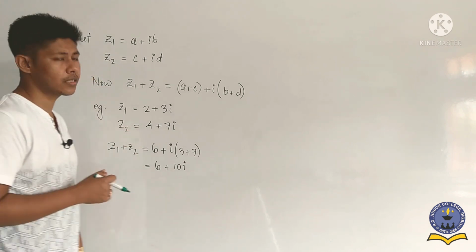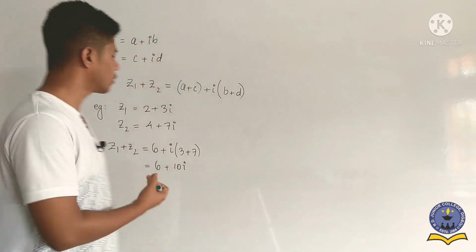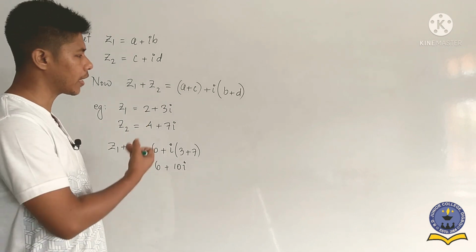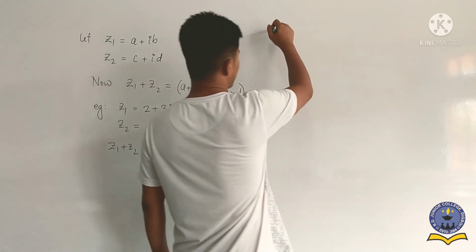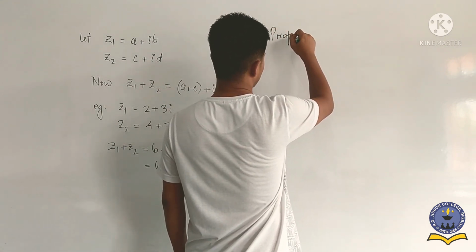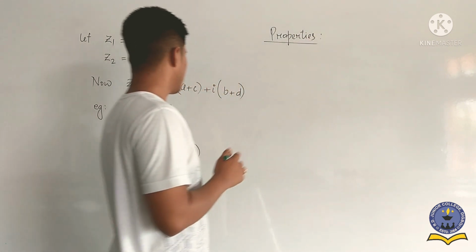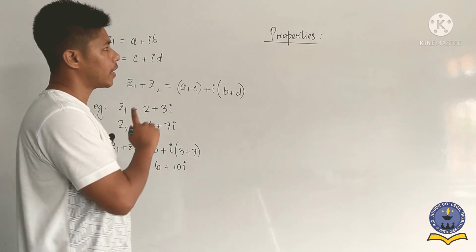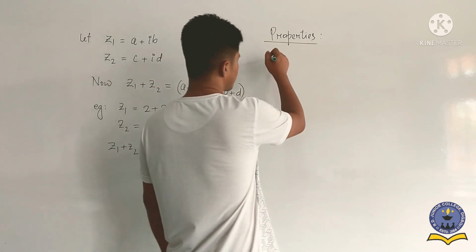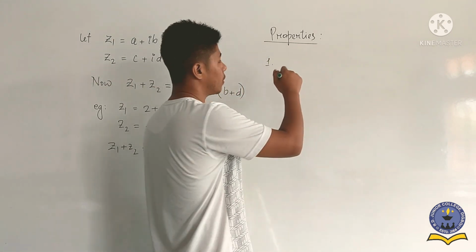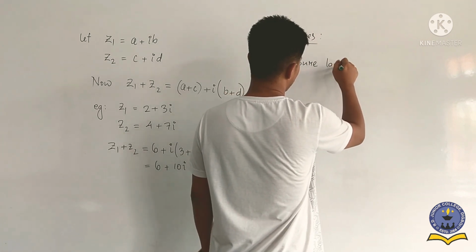Now with respect to this addition, there are some properties. These additions are very simple and easily done, so the main thing here is the properties. Next we have to discuss the properties. Lots of properties are there under the addition of two complex numbers. The first property is the closure law.